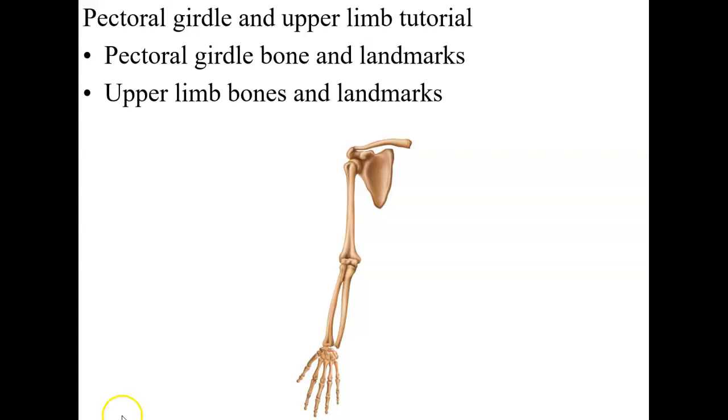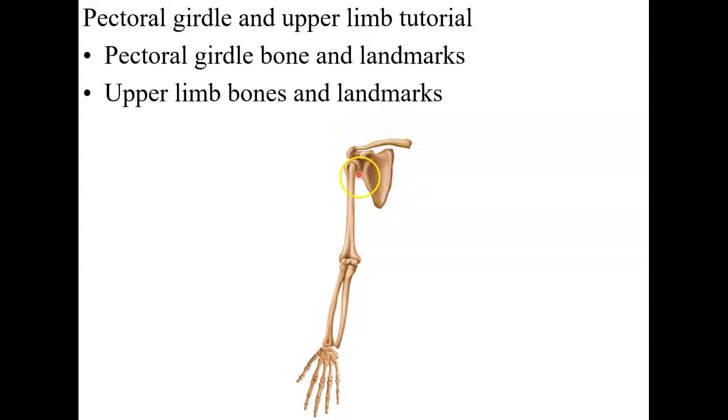In this tutorial, I'd like to talk about the pectoral girdle and upper limb. So we will cover the pectoral girdle bones and their landmarks, and the upper limb bones and their bony landmarks as well. So if you look at this diagram right here, we're going to cover the clavicle, scapula.